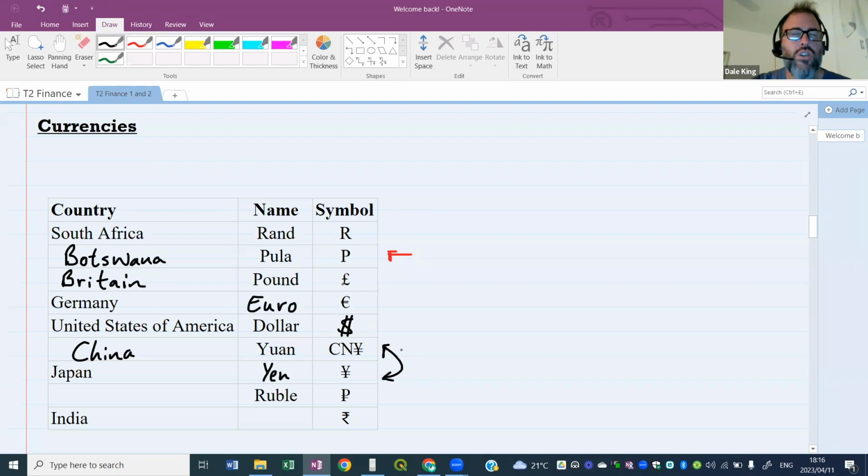So this symbol for China and Japan is actually very simple. In ancient Asian times, thousands of years ago, they used a very similar alphabet. So apparently the symbol for their currencies is very similar. That's why they have to put CN in front for China, because the symbol for the Japanese yen and the Chinese yuan is the same. Okay, very good. Rubble? No, not rubble. Ruble. Russia. That's it. Good job. So Russia has the ruble.